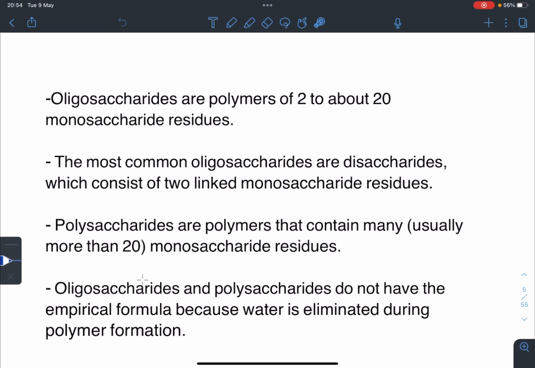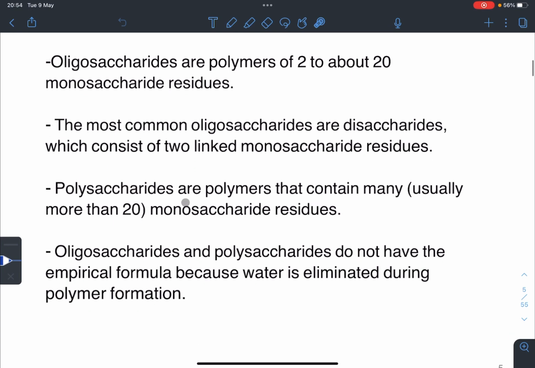Oligosaccharides are polymers of 2 to about 20 monosaccharide residues. The most common oligosaccharides are disaccharides, which consist of 2 linked monosaccharides. So you have one monosaccharide here, and let's say they are both glucose, so they link together. Water is lost through the reaction, and they form a disaccharide, and they can form bigger chains after that. That's what they're talking about.